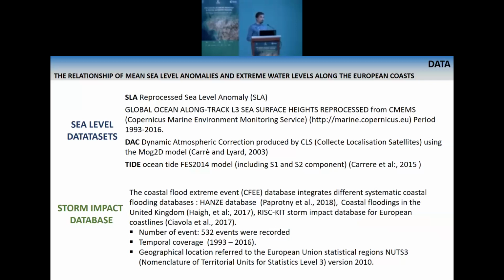And to try to establish some relationship with the coastal flood events, we created a specific storm impact database combining different databases, Hanze, Risky, or the British one. We have a total of 500 events. We cover from 1993 to 2016. And we try to normalize the geolocation of these impacts to the NUTS level 3, which is the statistical region in Europe.